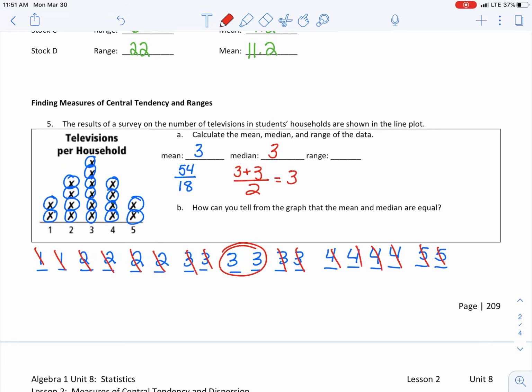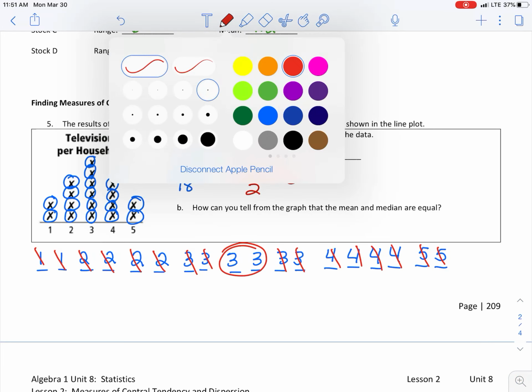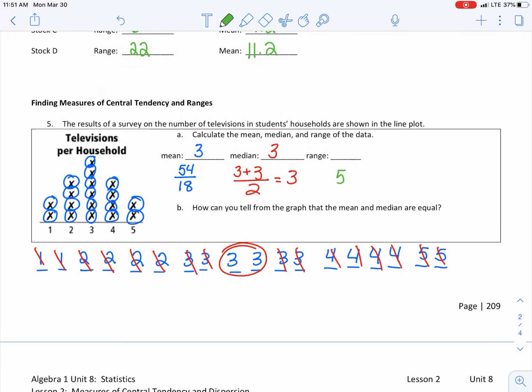Okay, then for range, we take our biggest number, which was 5, and we subtract our smallest number of 1. So 5 minus 1 gives me 4.